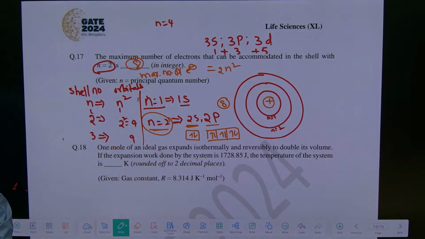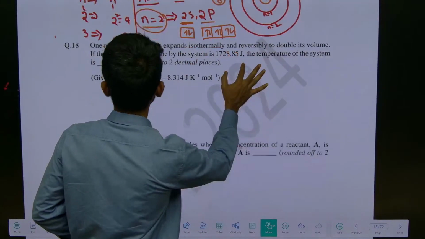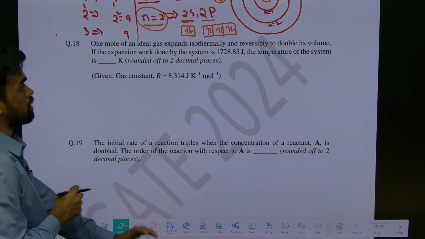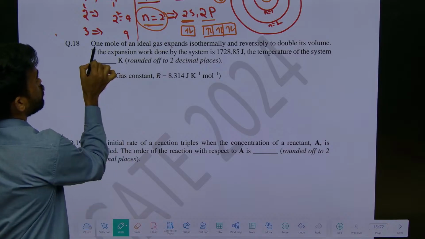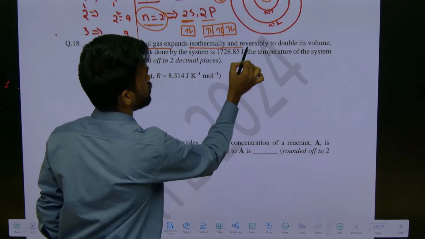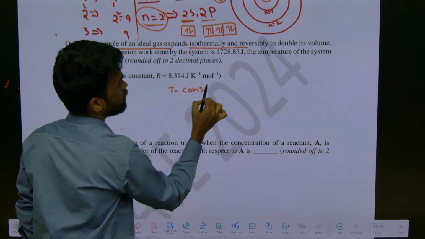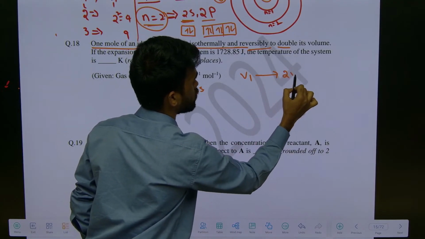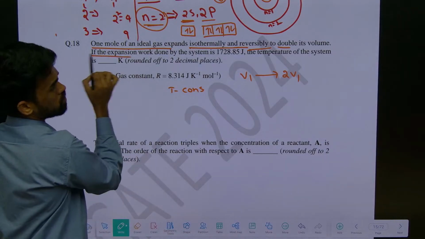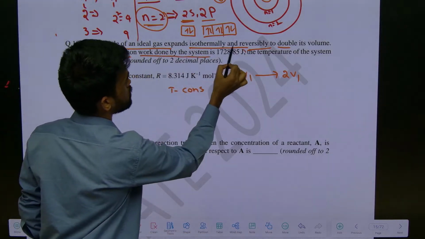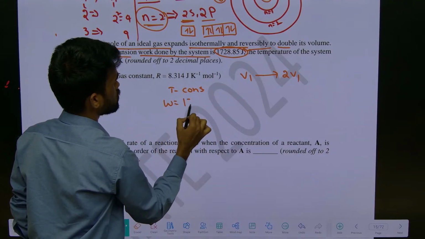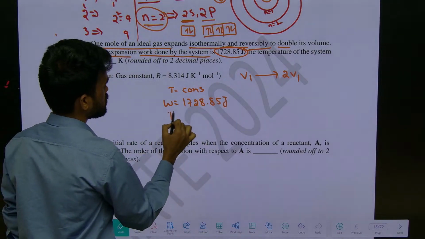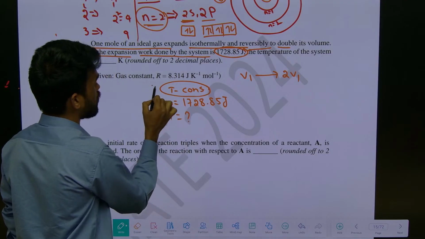Next, look at this question and what they are saying. If you have watched thermodynamics, you can directly answer this. See, 1 mole of an ideal gas expands isothermally, meaning temperature constant, reversibly to double its volume. If V1 is the volume, it expands to 2V1. The work done by the system is 1728.85 joules. We need to find the constant temperature of the system.